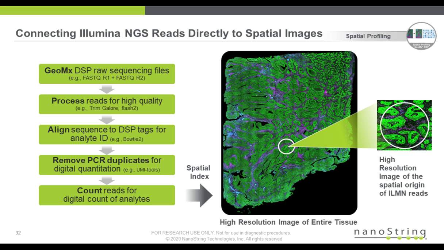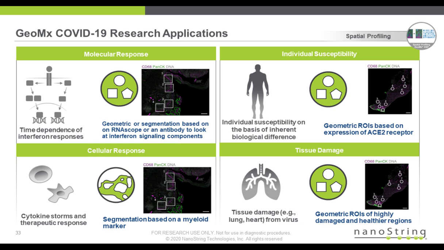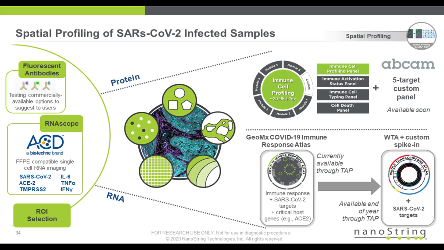Now, I'm going to gloss over this a little bit, but the key thing I'm going to show you here is that your raw Illumina sequencing reads are processed with a pipeline that will link those Illumina sequencing reads back to the high-resolution images of the tissue you're examining. That's one of the key aspects of linking high-plex NGS sequencing with the actual spatial imaging.